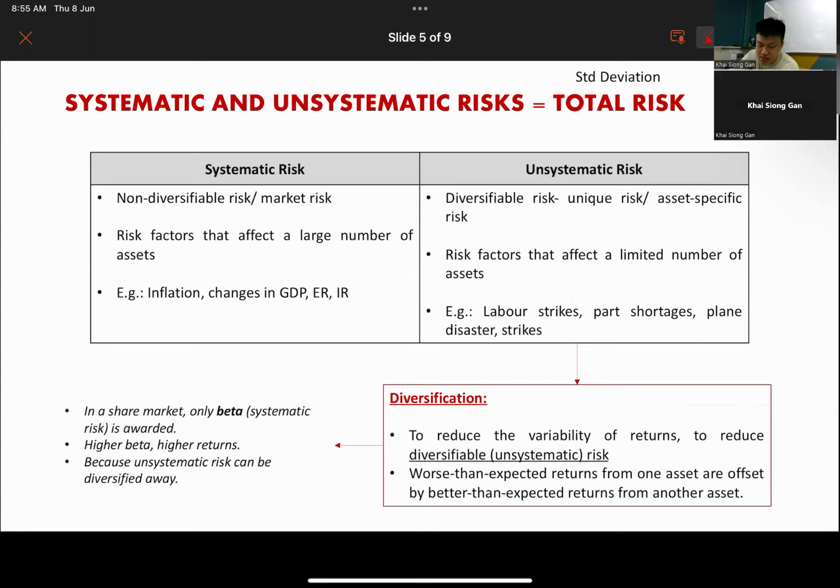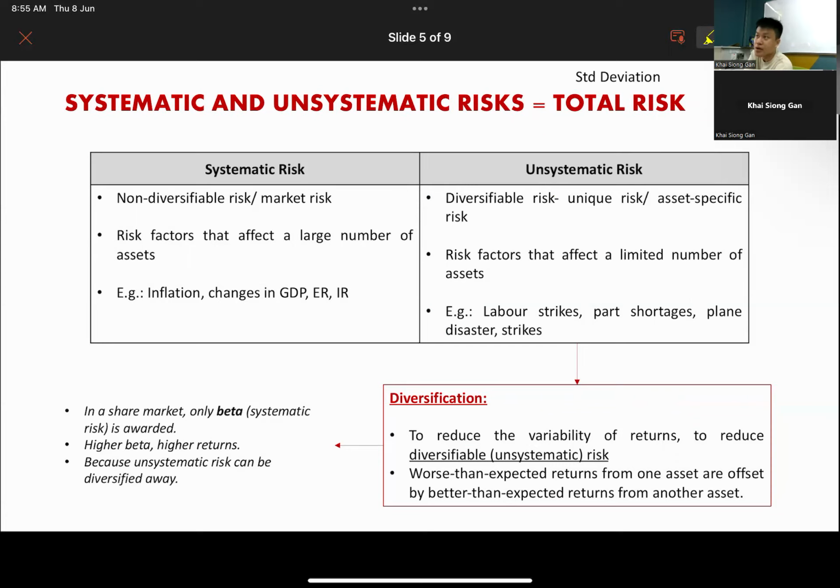The first one is called systematic risk. Systematic risk means something that you cannot diversify, something that you cannot avoid. This is what I call non-diversifiable risk. You can also call it market risk, a risk that everyone will face. These are risk factors that affect a large number of assets. So not only your asset is affected, basically all assets are affected.